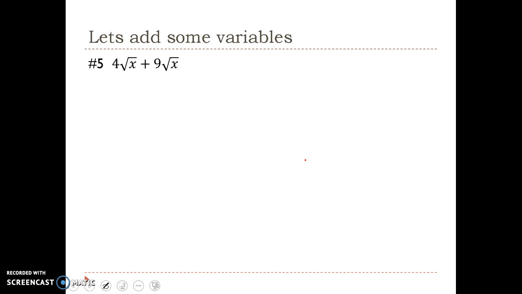Let's take a look at number 5. Here we have variables inside the radical sign. They work the same way as numbers inside the radical sign. If I have 4 radical x plus 9 radical x, that's simply just 13 radical x.